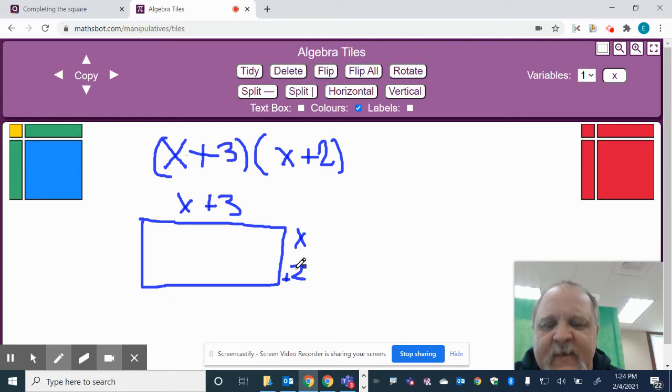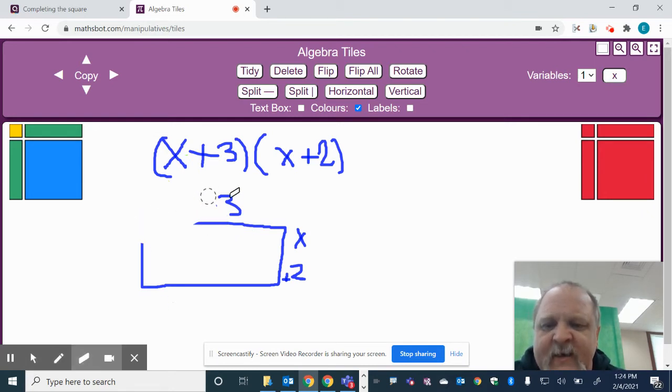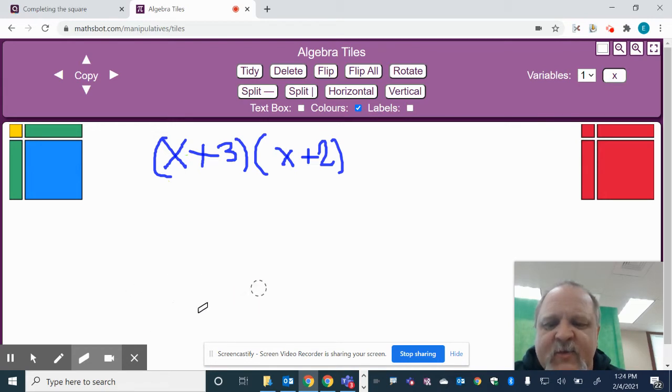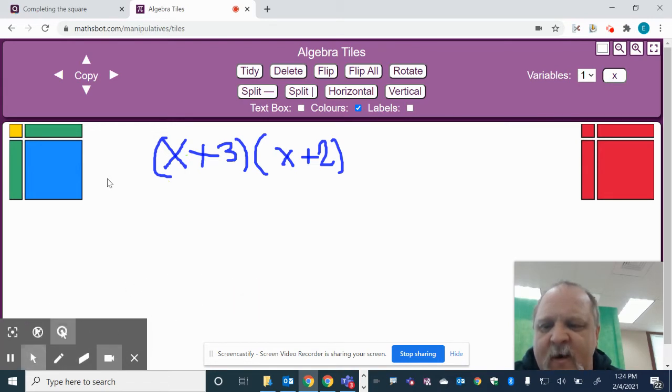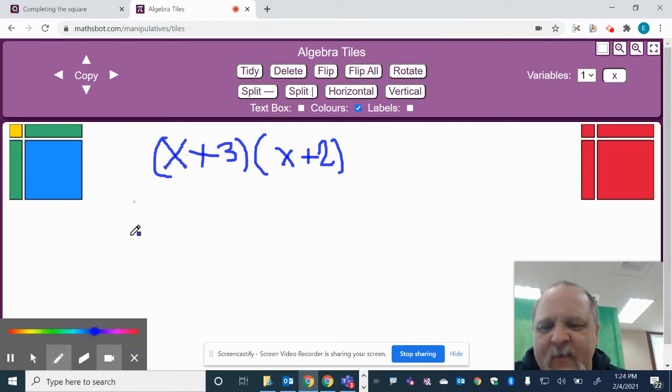If I multiplied this binomial by this binomial, I would get the area of this rectangle in terms of x, obviously, because we don't know what x is. That's what we're trying to illustrate with the algebra tiles. What I've discovered is that when you're doing only addition, there are two ways you can do it, and they both work. If you're doing one with subtraction, there's only one way to do it. I'm going to show you the way that we're going to do it.